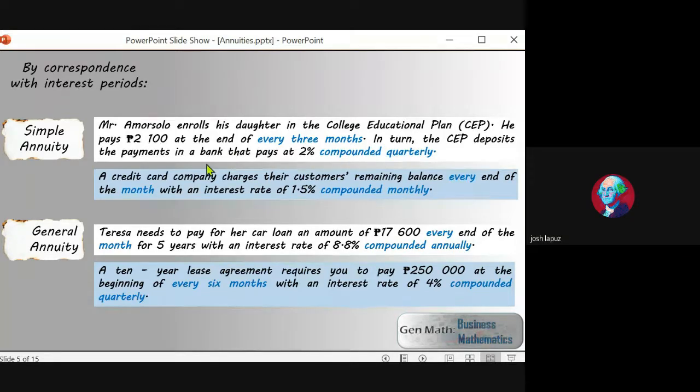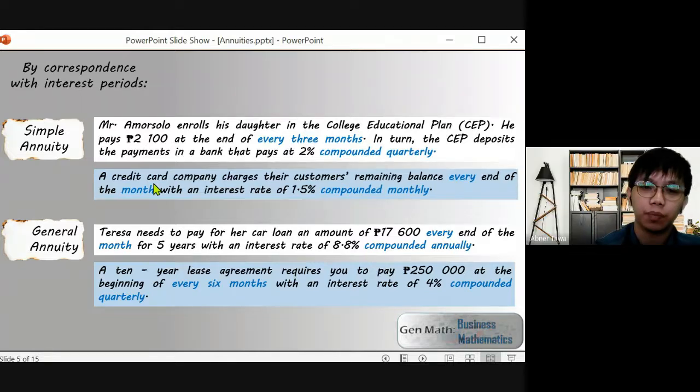Mr. Arsolo enrolls his daughter in the College Education Plan (CEP). He pays 2,100 pesos at the end of every 3 months. In turn, the CEP deposits the payment in a bank that pays 2% compound quarterly.